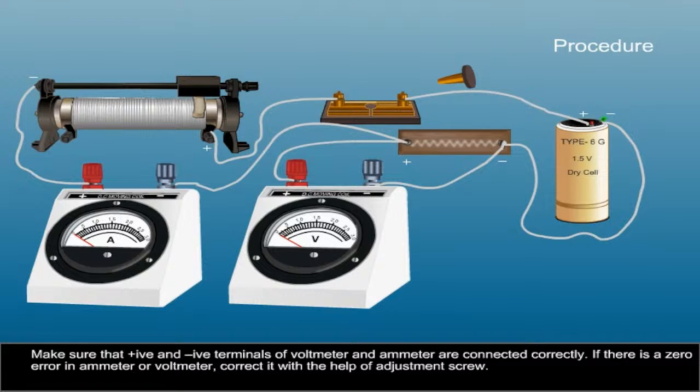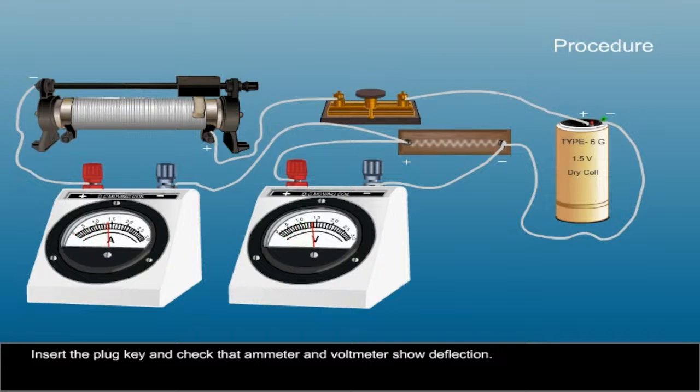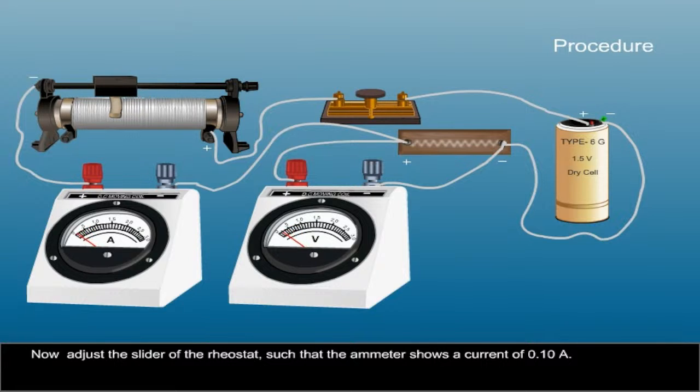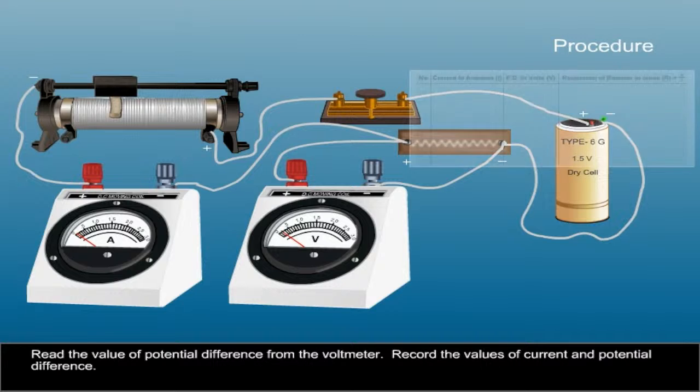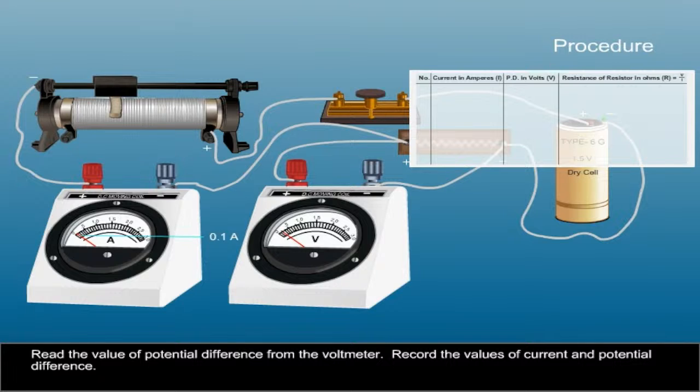If there is a zero error in the ammeter or voltmeter, correct it with the help of the adjustment screw. Insert the plug key and check that the ammeter and voltmeter show deflection. Now, adjust the slider of the rheostat such that the ammeter shows a current of 0.10 ampere. Read the value of potential difference from the voltmeter. Record the values of current and potential difference.